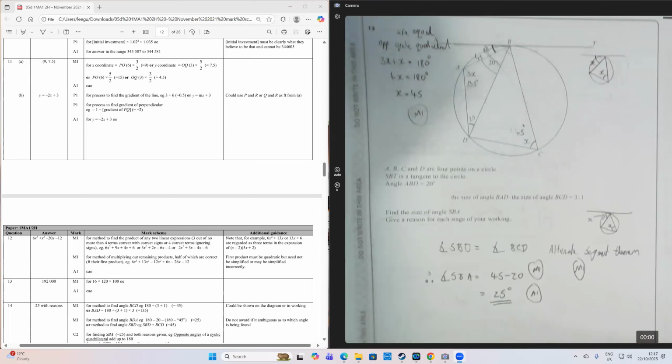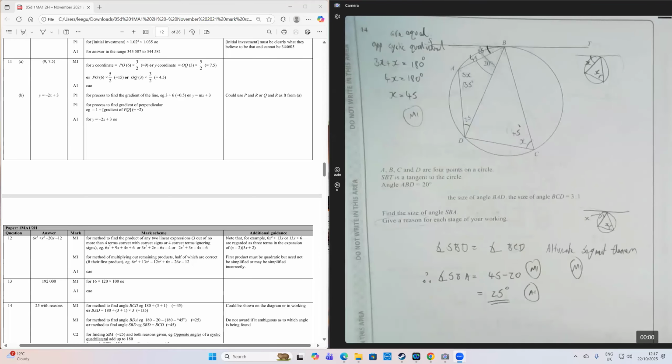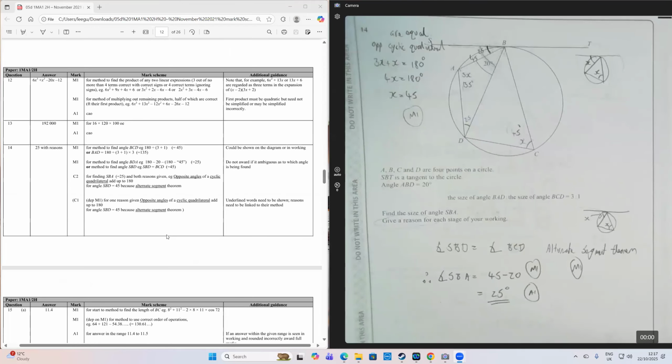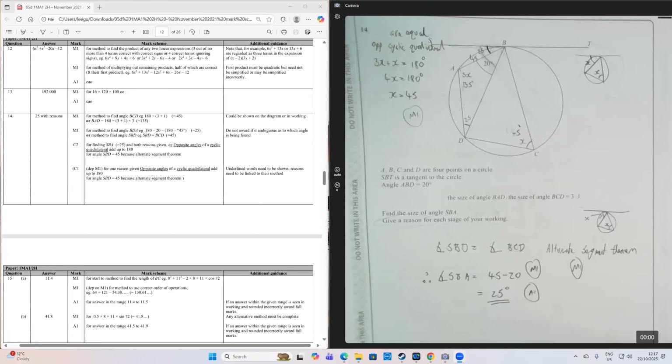Right, what have we got here for this next one? Question 14. So scroll down a little bit. Question 14, there it is. Right, let's have a look and see what we've got. A, B, C, and D are 4 points on a circle. That's good. So we've got a cyclic quadrilateral. And we've got a line, SBT, which is a tangent to the circle, and an angle ABD of 20 degrees. The size of angle BAD to the size of the angle BCD is in the ratio 3:1. Find the size of angle SBA.